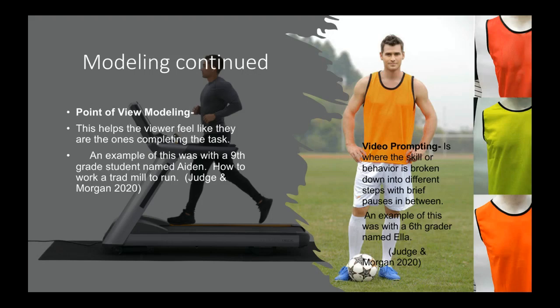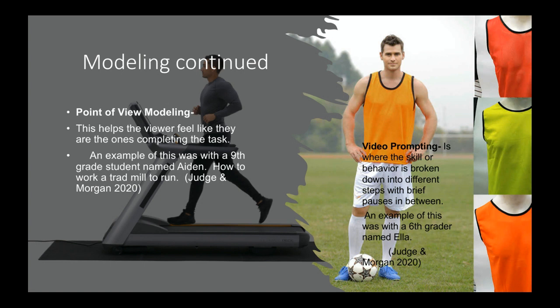The next one is point of view modeling. This helps the viewer feel like they are the ones completing the task. An example of this was a 9th grade student named Aiden. He is enrolled in an adapted physical education class with 4 other peers with disabilities. He has ASD and ADHD. He has a hard time working the treadmill. He does not like to do activities that involve any kind of electronics. So his teacher decided to use point of view modeling to work the treadmill.